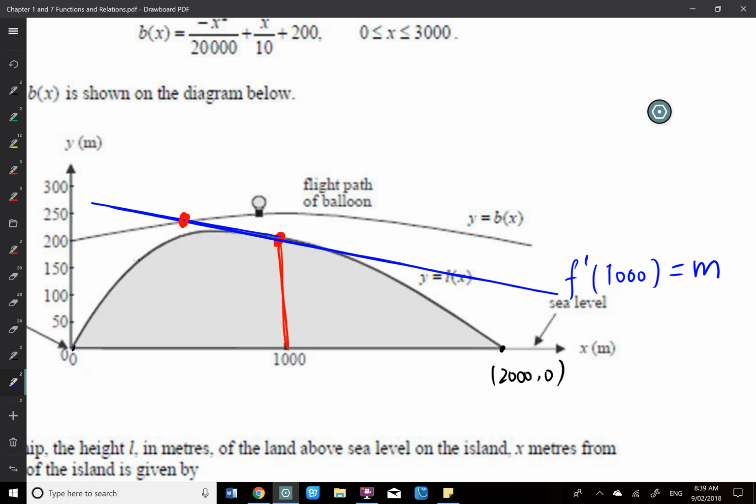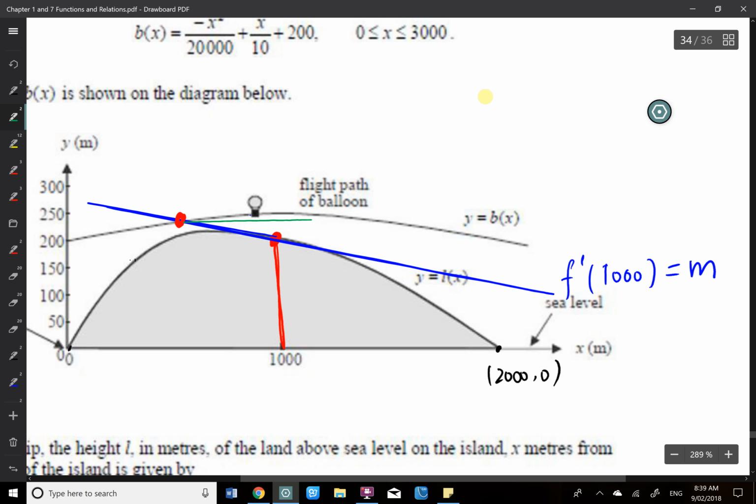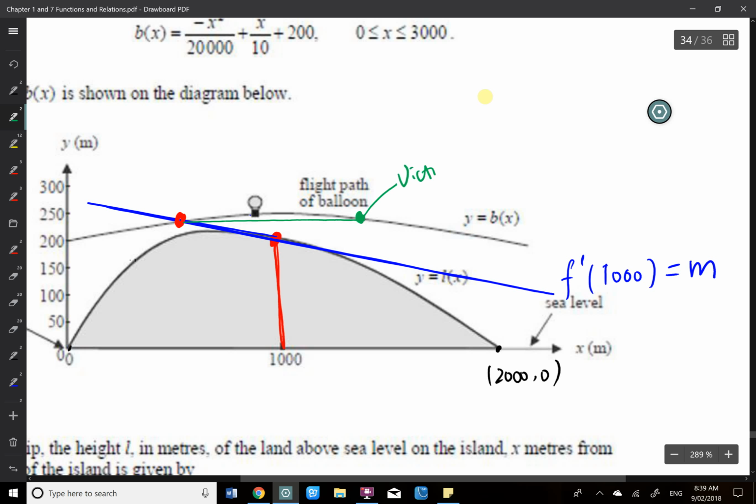So if you draw a horizontal line from that red point, Victoria is here. That's the 1,000.